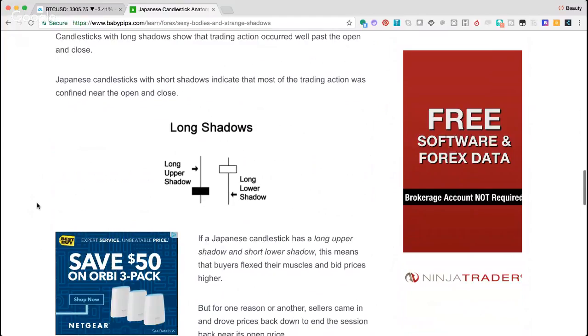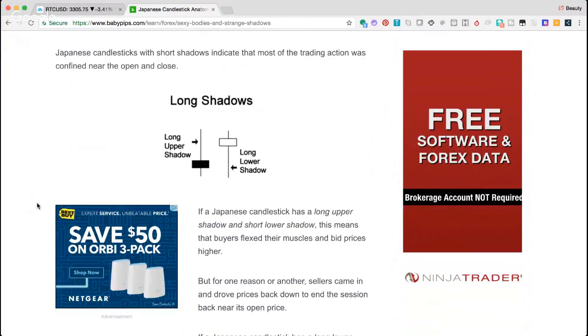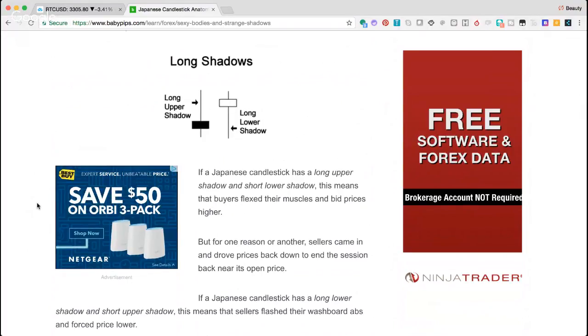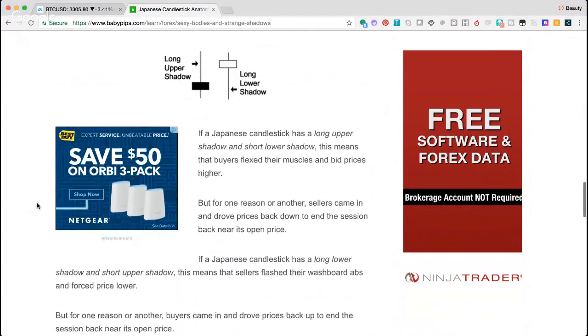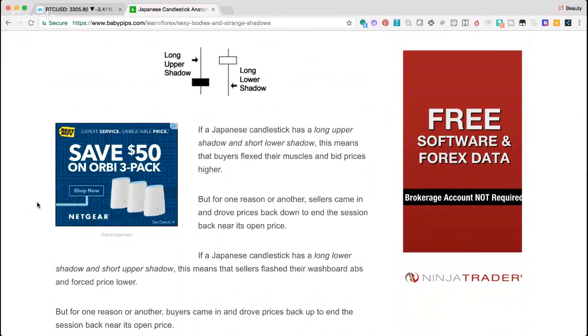If a Japanese candlestick has a long upper shadow and short lower shadow, this means that buyers flexed their muscles and bid prices higher. But for one reason or another, sellers came in and drove prices back down to end the session back near its open price.